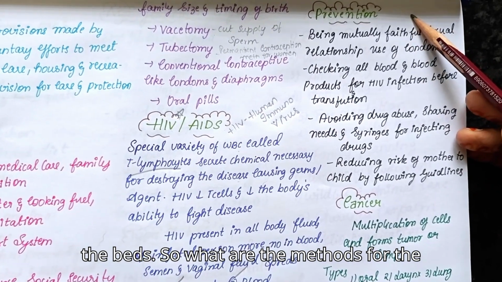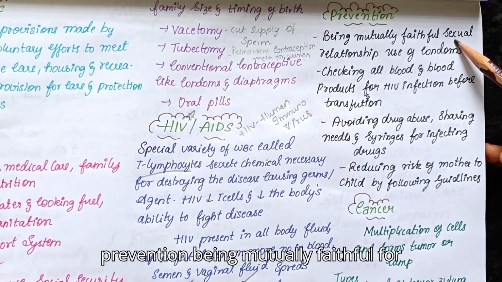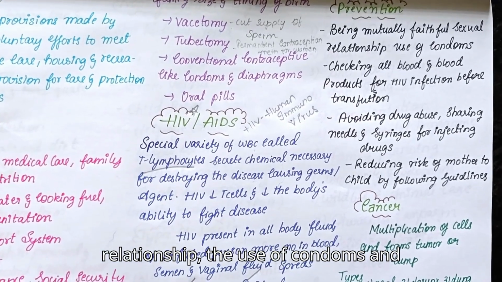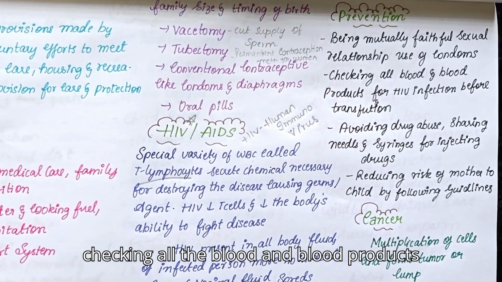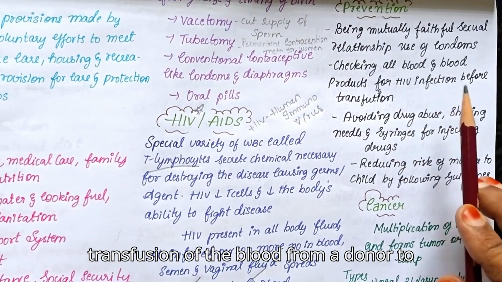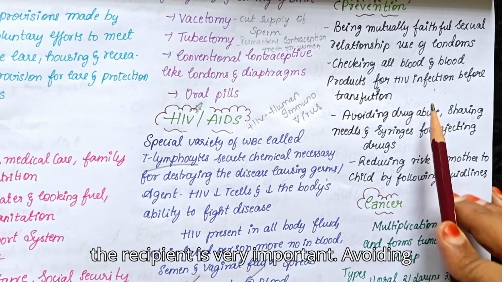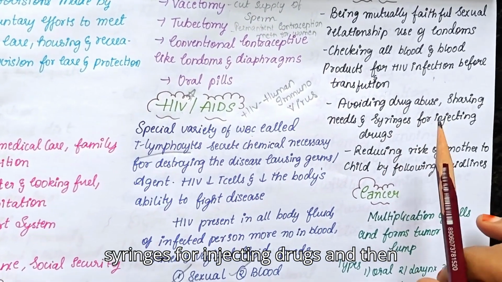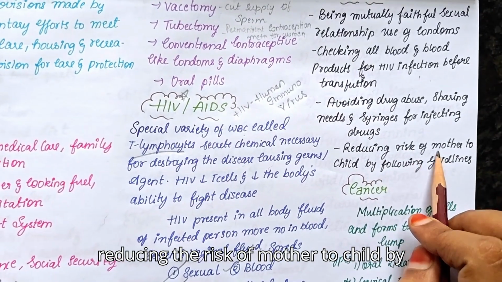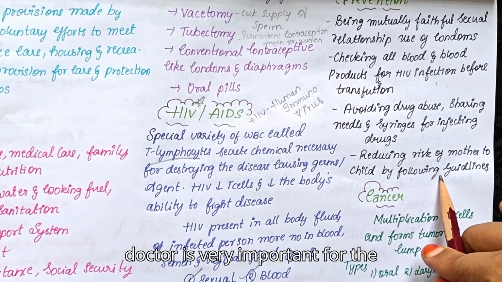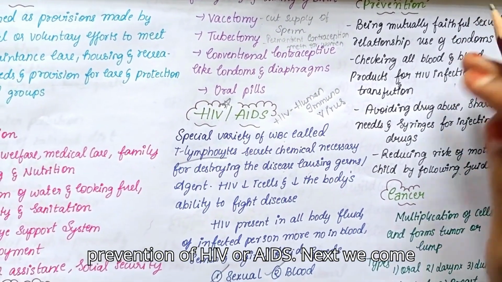So, what are the methods for prevention? Being mutually faithful to each other in the sexual relationship, the use of condoms, and checking all the blood and blood products for HIV infection before the transfusion from a donor to the recipient is very important. Avoiding drug abuse and sharing needles and syringes for injecting drugs, and reducing the risk of mother to child transmission by following the guidelines given by the doctor, is very important for the prevention of HIV or AIDS.